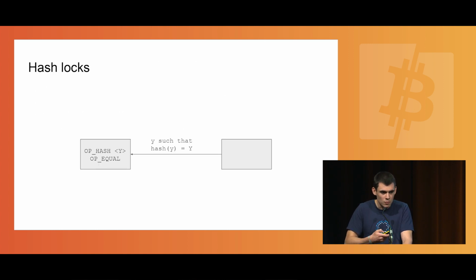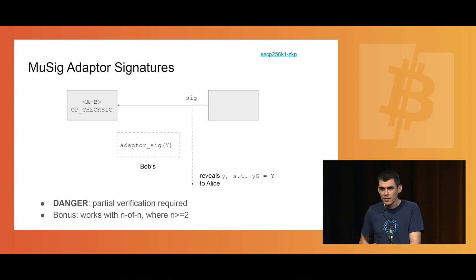I think I'm going to skip this a little bit. I just wanted to say here, my main message is that our implementation also supports adapter signatures, so you can do things like scriptless script atomic swaps or scriptless script lightning. The main gotcha here is that you always need to partially verify partial signatures, which you don't have to do in general.